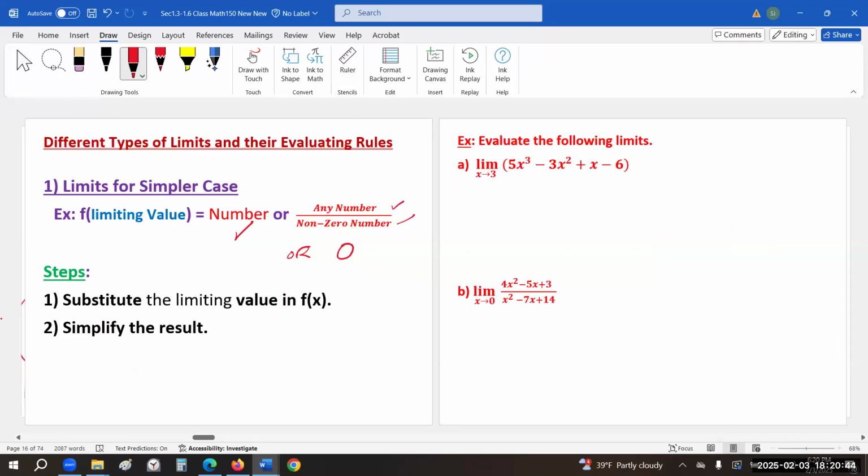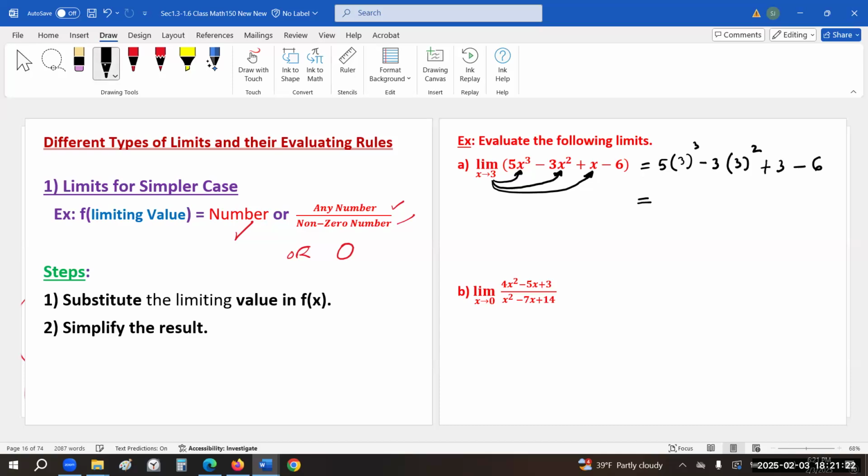For example, here, it says find the limit when x is going to 3 of this function. So step 1 is always substitute. Every x you see, you're going to substitute with the limiting value. Here, our limiting value is 3. So I'm going to substitute all the x with that 3. So 5 times 3 cubed minus 3 times 3 squared plus 3 minus 6.